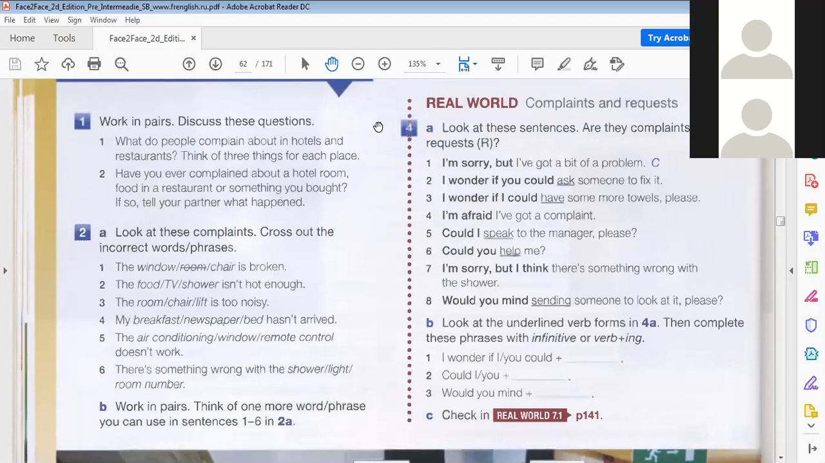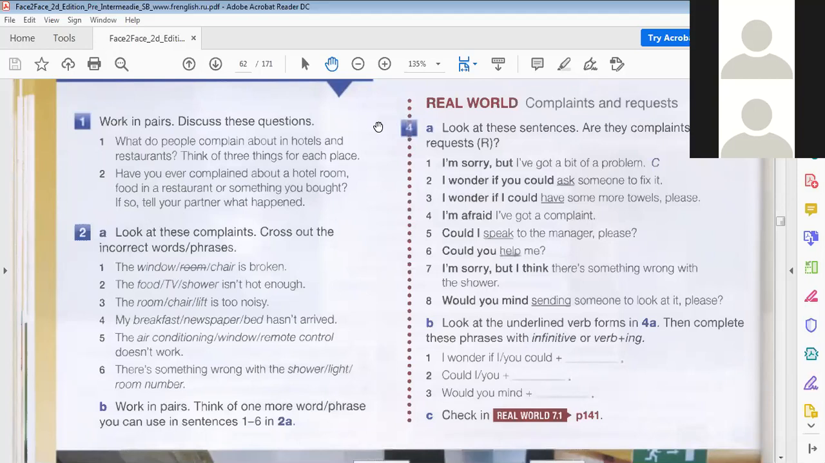If they didn't clean your table before you arrived, then of course this is not a good thing. So you can complain. Or maybe the food is not hot. This is another big problem, right? So they bring your food cold. This is not very good, of course. Okay, so these are just some examples of problems that people have in hotels and restaurants.